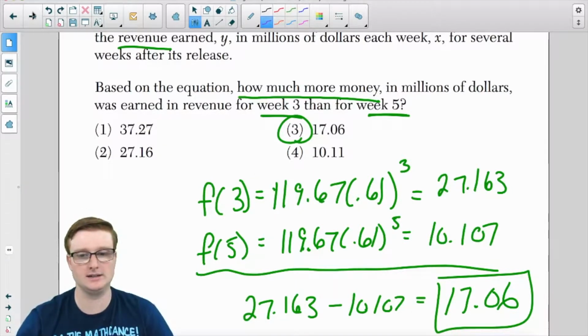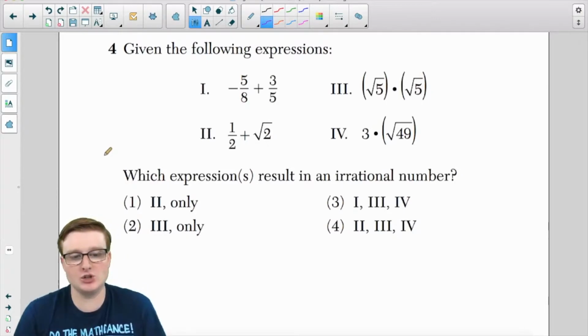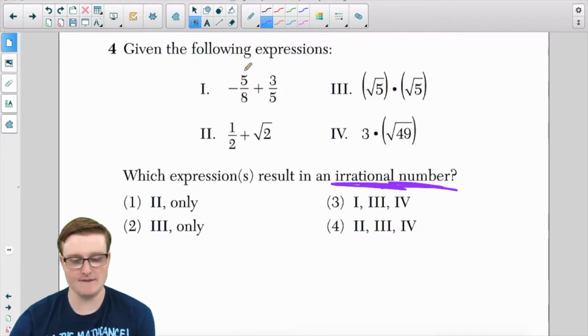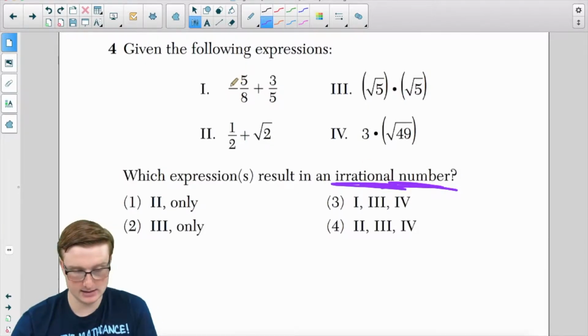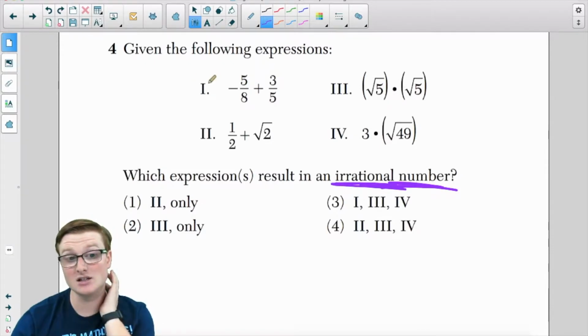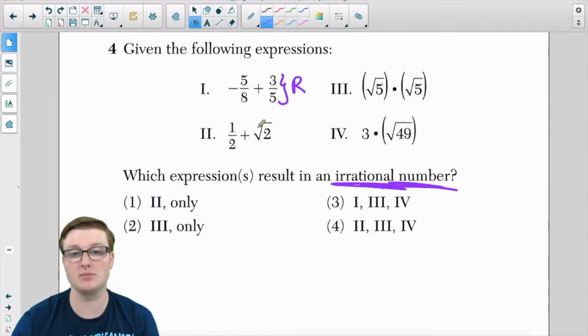Number 4. Given the following expressions, which expressions result in an irrational number? Okay, irrational number. First of all, if you are adding two fractions, that is the ratio of two integers, this is a rational number. So I'm going to put big R. So that is rational. We're looking for irrational.